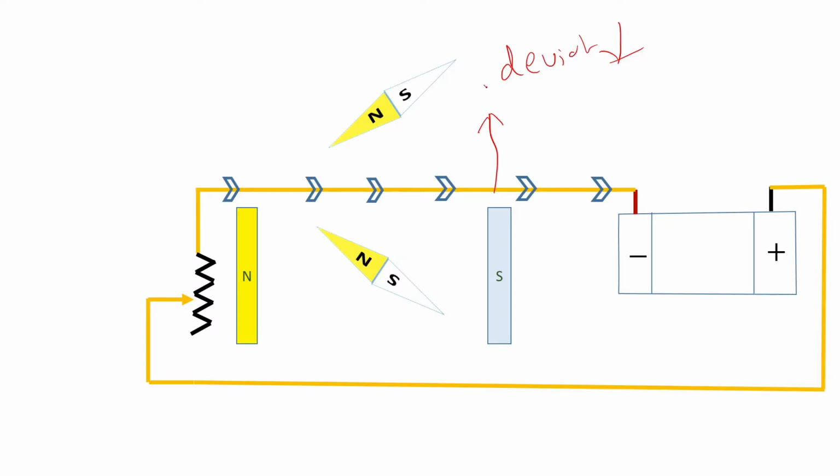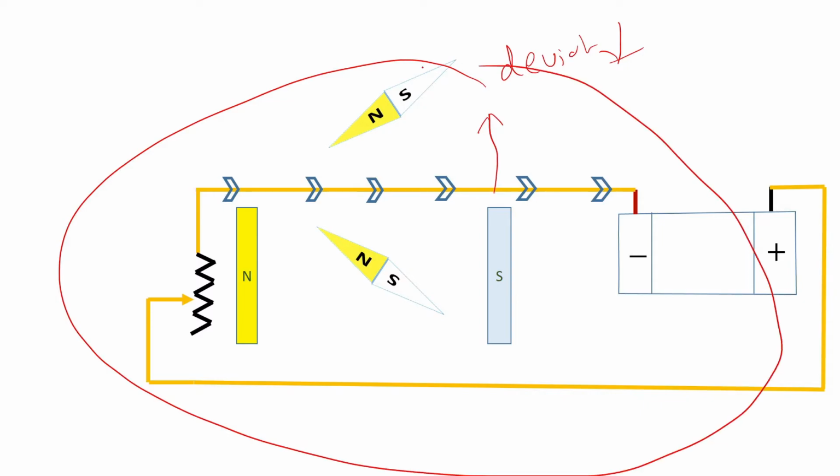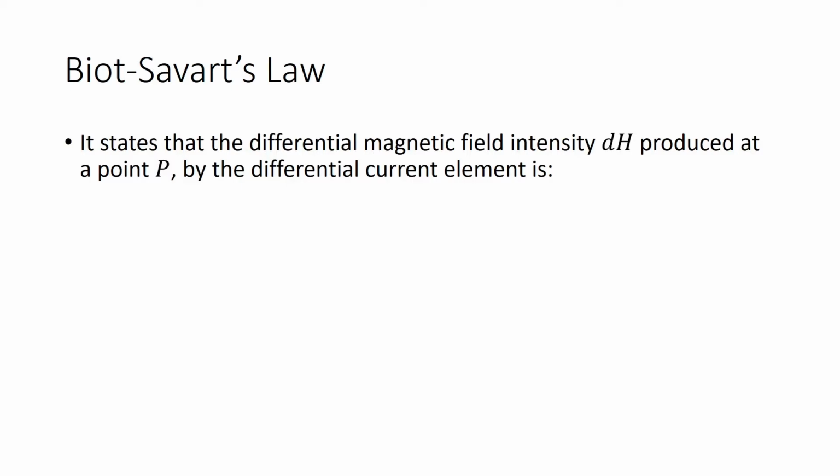So this experimental observation has clarified one thing, that a magnetic field can be produced by current. But he did not quantify anything. But later, two scientists, Jean-Baptiste Biot and Felix Savart, worked in this field and quantified that the magnetic field intensity produced at any point P by the differential current element.